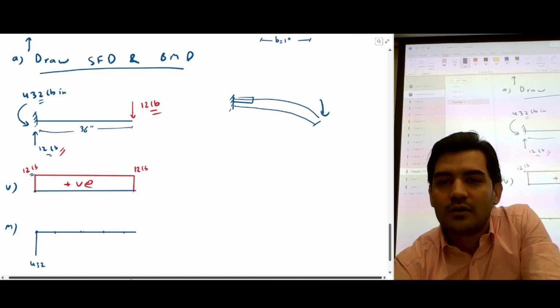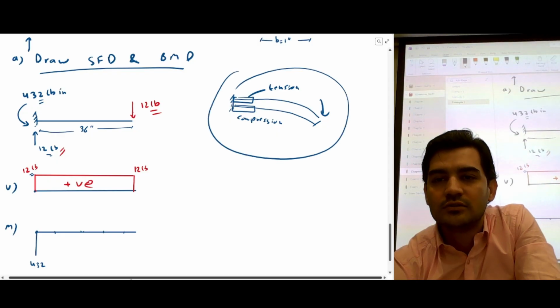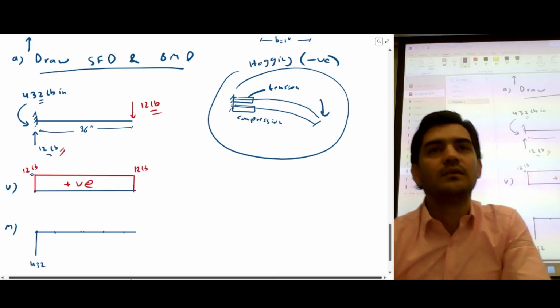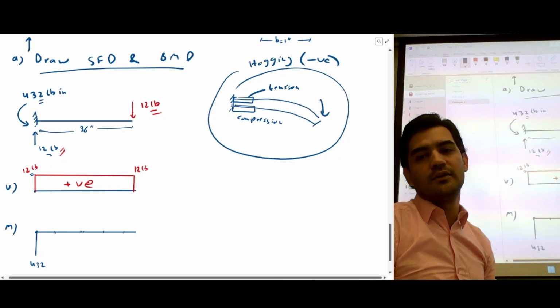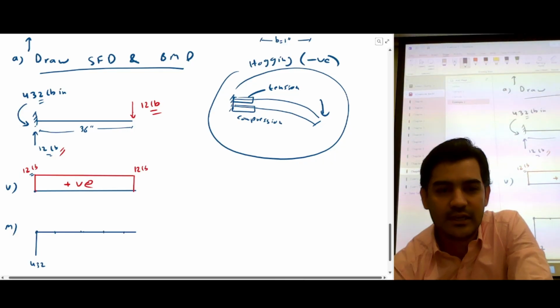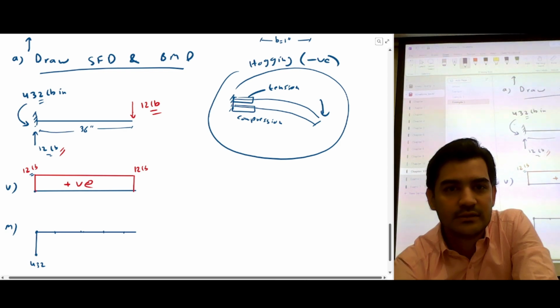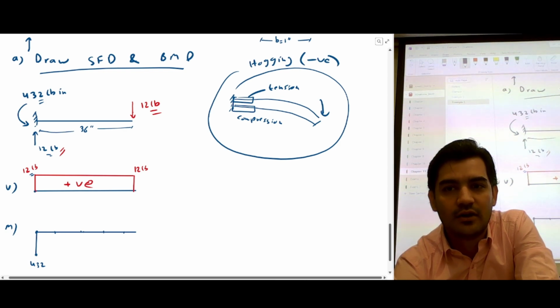On the top fiber, you will see tension, and at the bottom fiber, you will see compression. This whole scenario is called hogging. Hogging is always negative, and sagging is always positive. That's the convention we selected. So I'm going to go down in this case because it's causing hogging in the start.